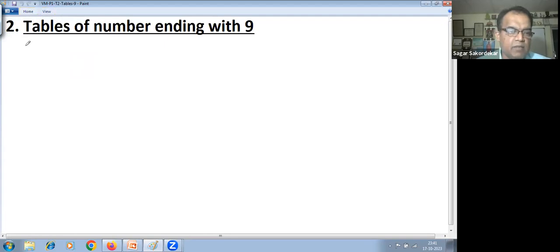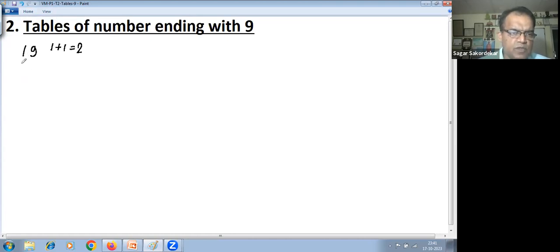Let's take the first example, table of 19. The method goes like this. You take the digit before 9, that is 1 in this case. Before 9 is 1. And our first sutra says add 1. 1 plus 1 is 2. Whatever answer you get here, that you have to use as an increment on the left-hand side like this.